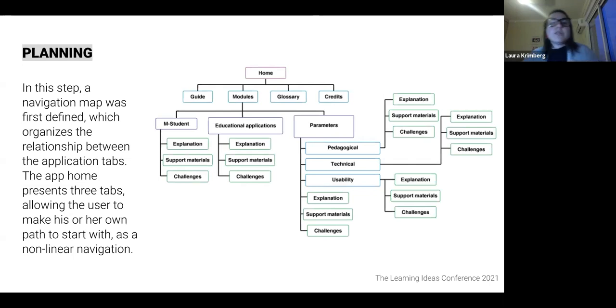For the planning, we started drawing a navigation map that we defined. It will have 3 main tabs. So you can see that we have M-Student, educational applications, and parameters as the main tabs. All those tabs had a textual explanation and support materials, from infographics to videos to tools they could download outside the app also. So we had a lot of materials for them in each one of these tabs, and also challenges that they could share in social media. So how they could really put all this effort in their classroom and make it work.